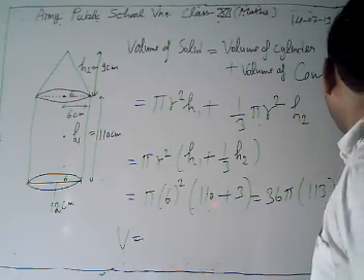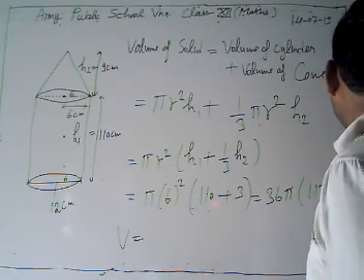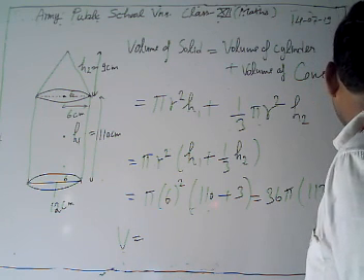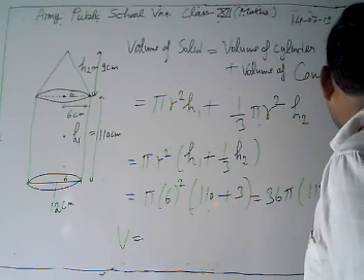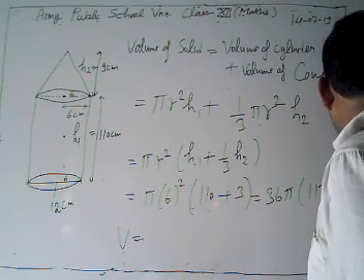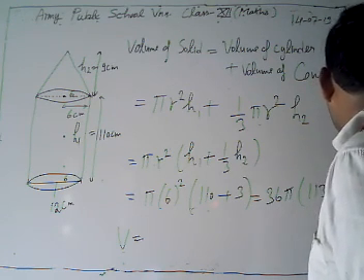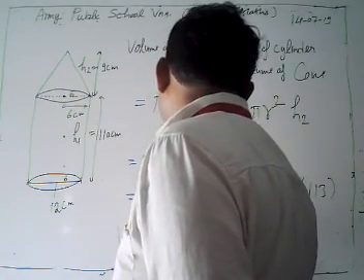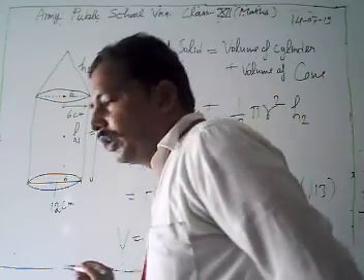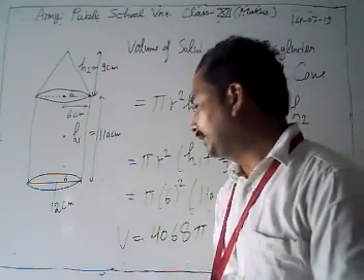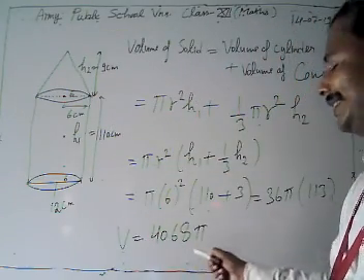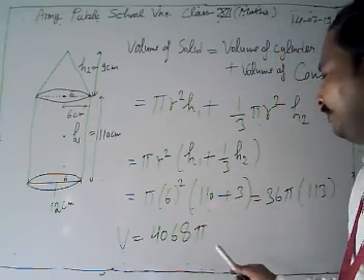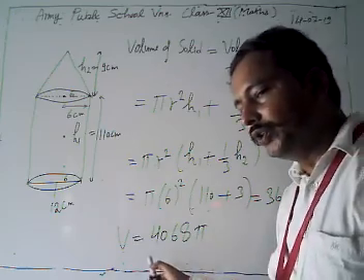You have to multiply 113 into 36. Now what do we get? The volume is 4068 pi. Now this is the volume of our combination of solids. The volume is 4068 pi, because we are going to put the value of pi as 22 divided by 7, and it's a lengthy calculation. I am not going to solve this.